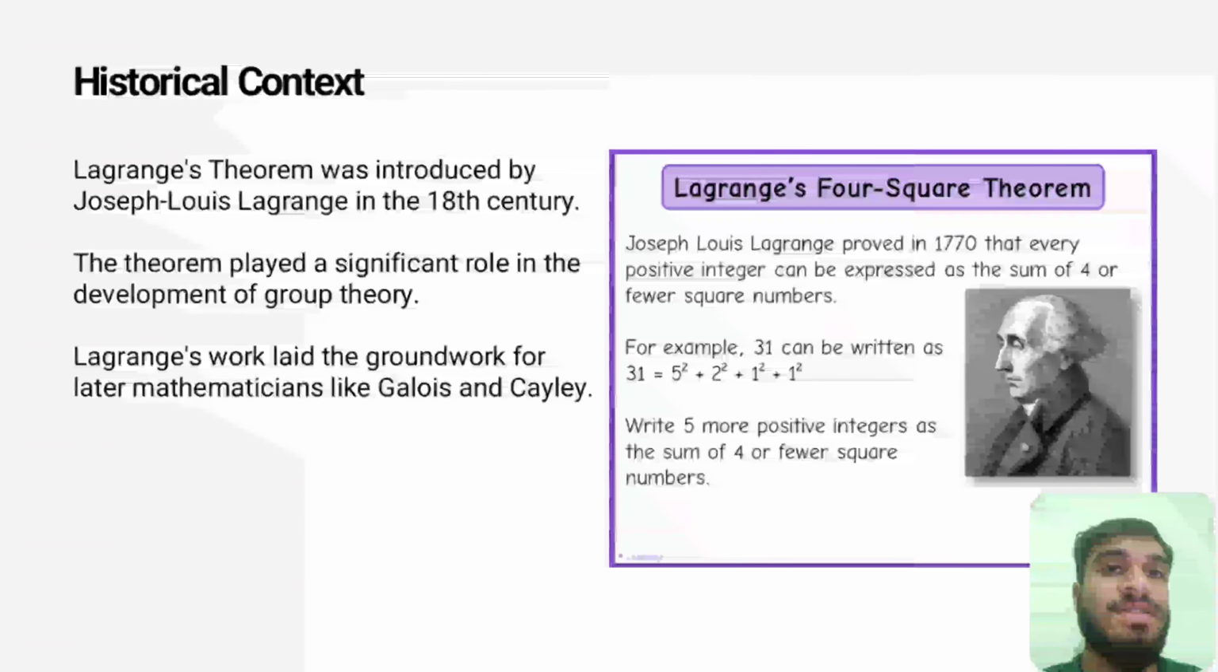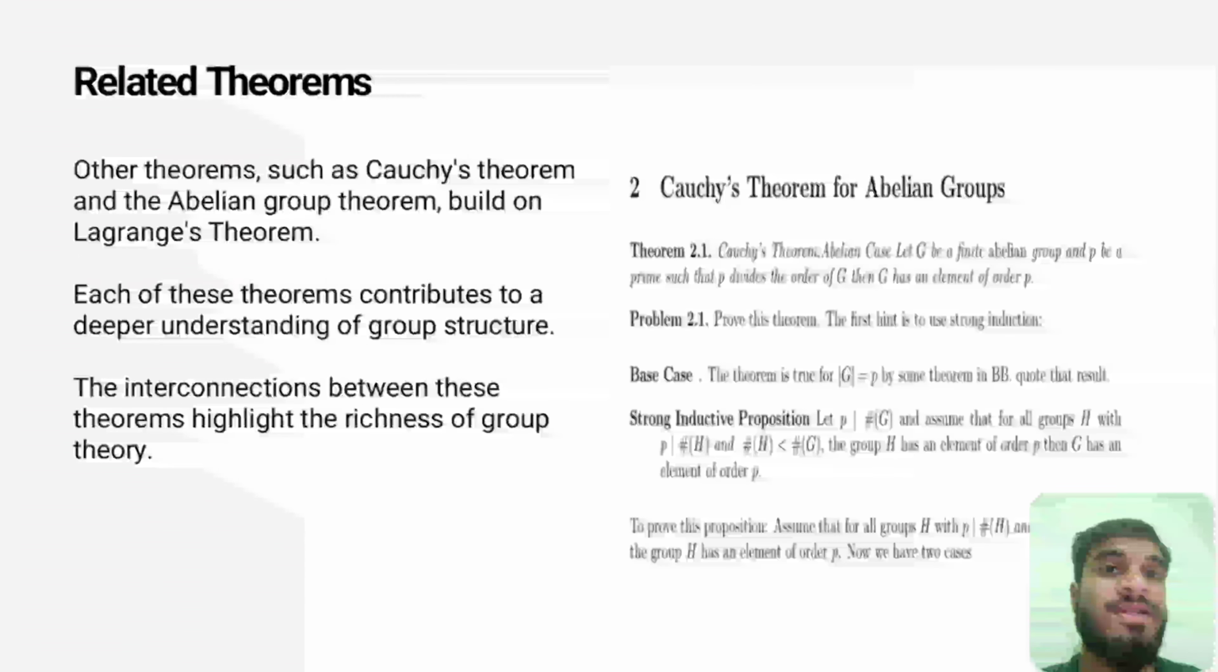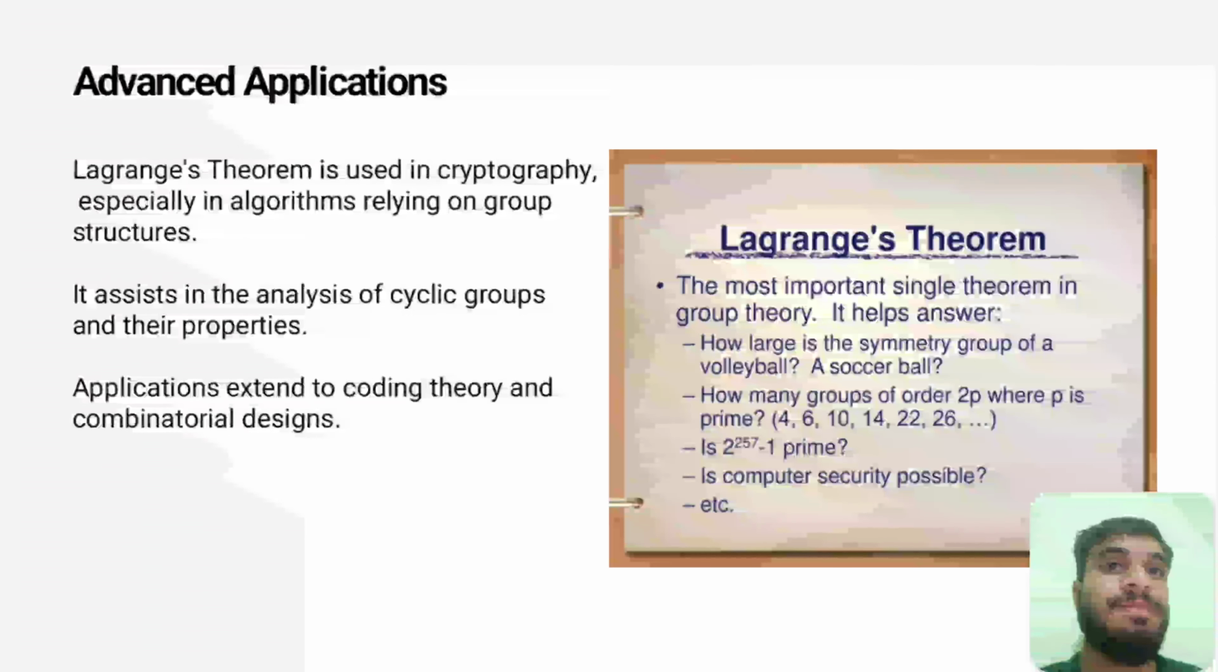Historical context. Lagrange's theorem was introduced by Joseph Louis Lagrange in the 18th century. The theorem played a significant role in the development of group theory. Lagrange's work led to the groundwork of Galois theory. Related theorems such as Cauchy's theorem and Abel's theorem built on Lagrange's theorem. Each of these theorems contributes to a deeper understanding of group structure. The interconnections between these theorems highlight the richness of group theory.